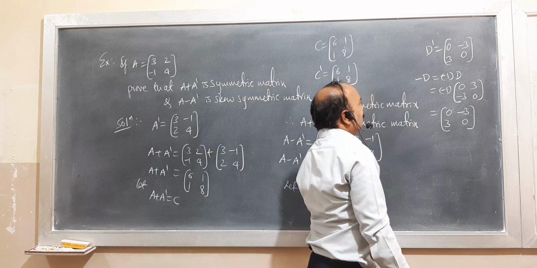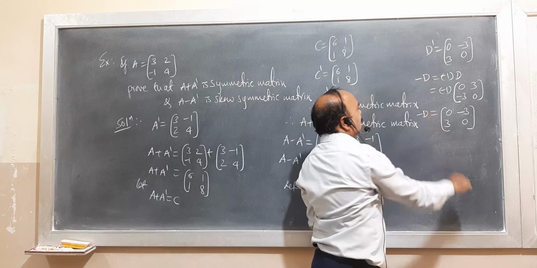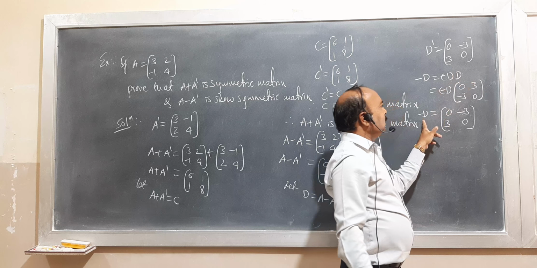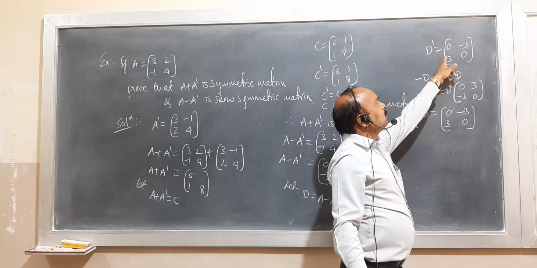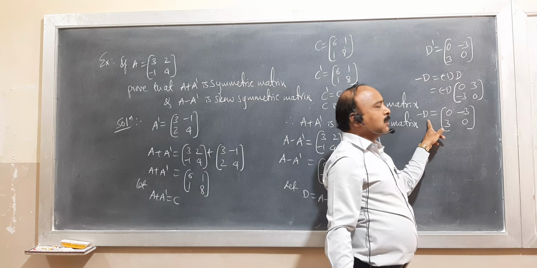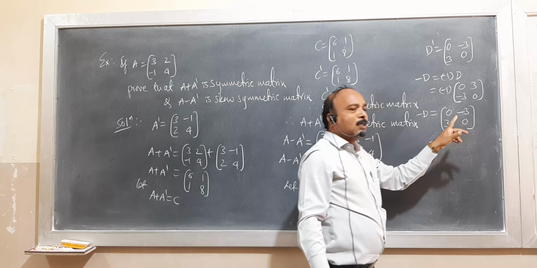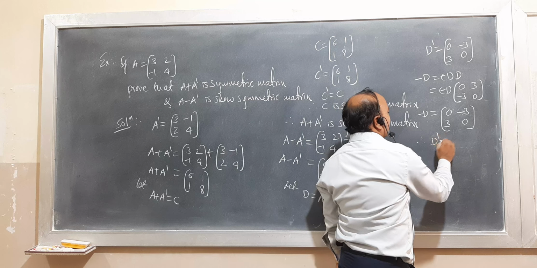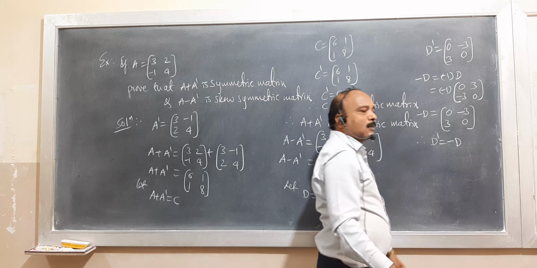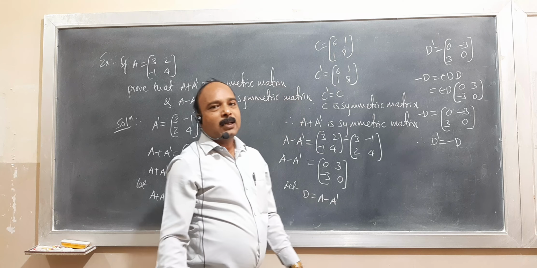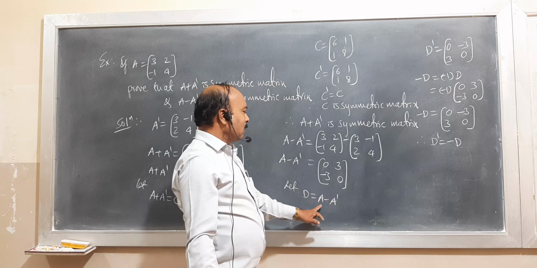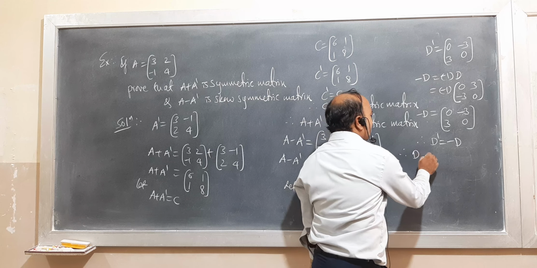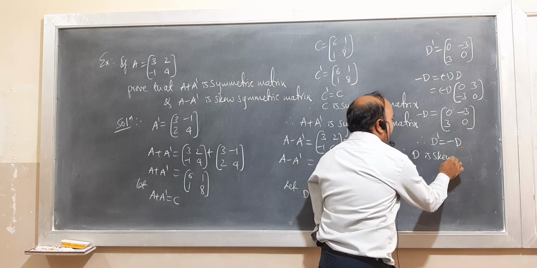Now what do you observe here? D dash is 0 minus 3 3 0, and minus D also is 0 minus 3 3 0, both are equal. Therefore we observe that D dash equals minus D, meaning D is skew symmetric. But D is what? D we have taken as A minus A dash. Therefore D is a skew symmetric matrix.